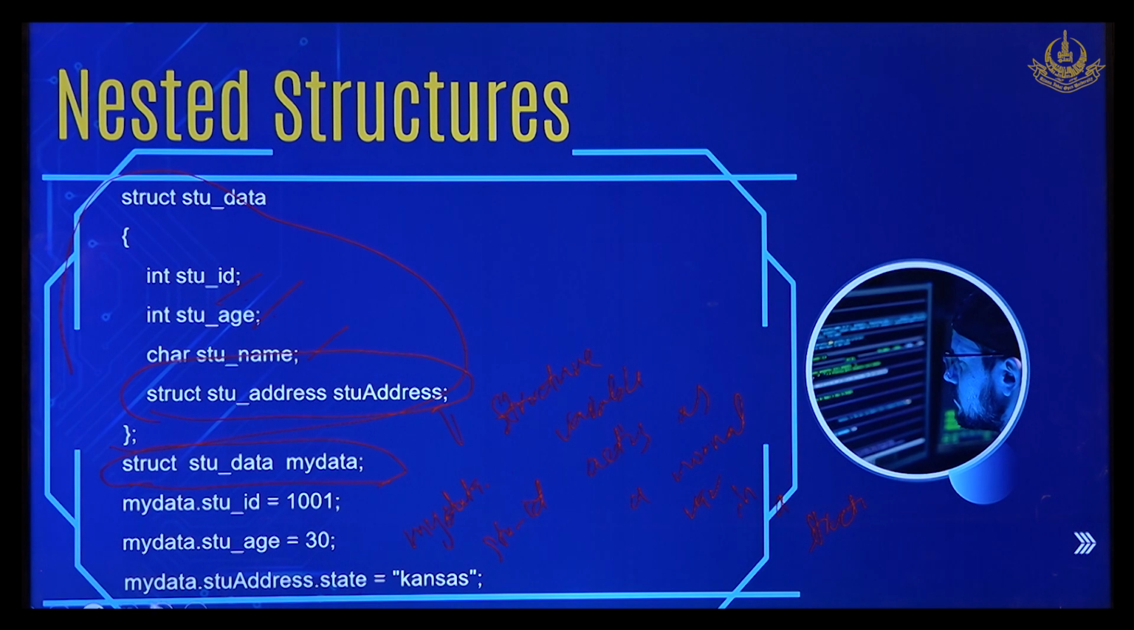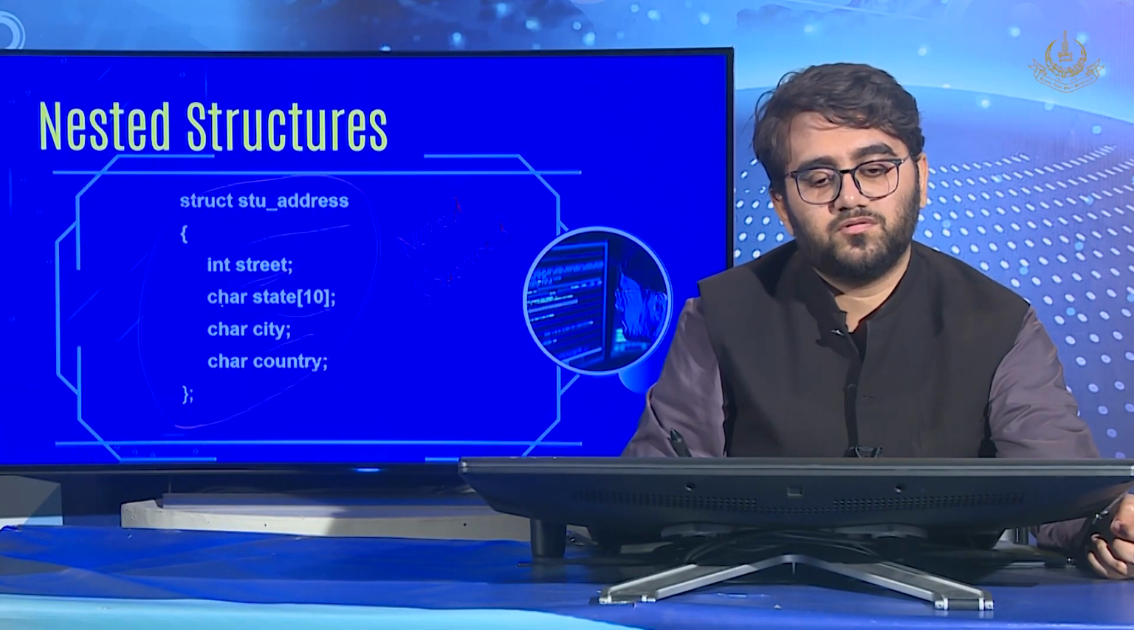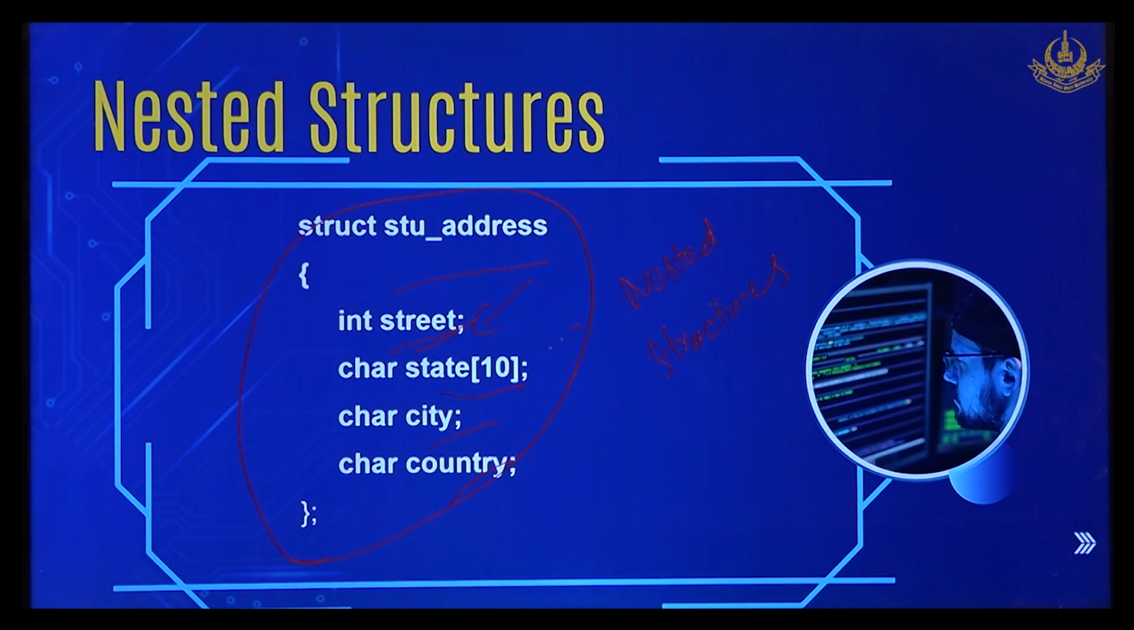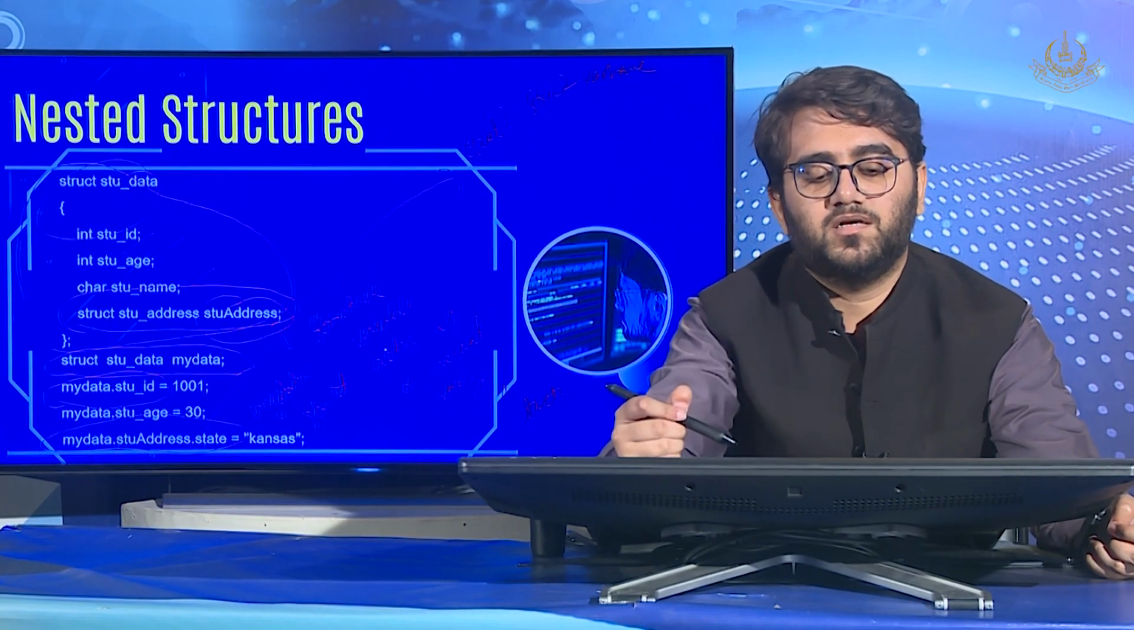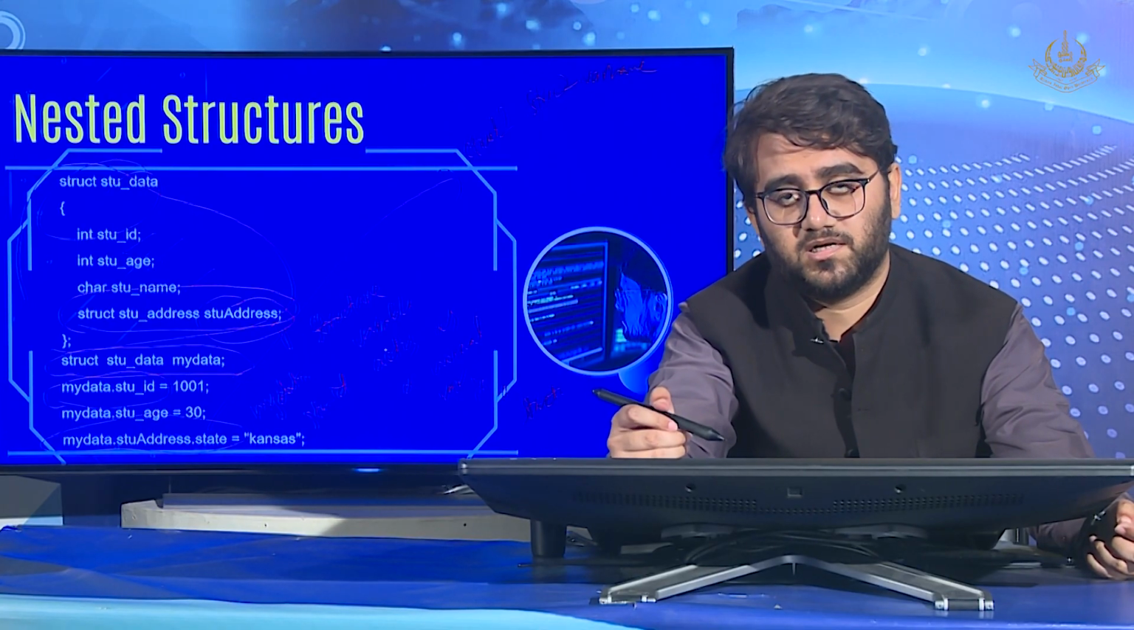So how do we use it? My data dot stu address dot state. So we have to reference it twice. Here we are referencing the variables once, but in the case of a nested structure, we have to reference it twice, by using struct 1 dot struct 2 dot var name. My data is pointing toward this structure, and then stu address is pointing toward the inner structure, and by going over to it, we get street, state, city, and country. So we can access the state, the country, the street.